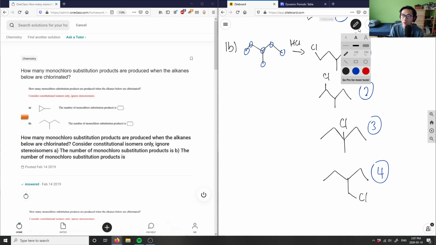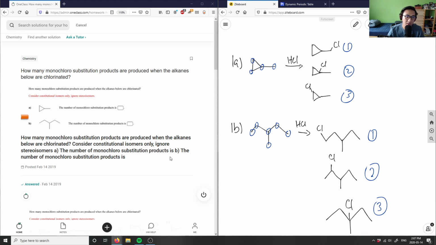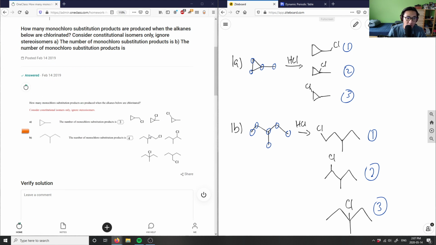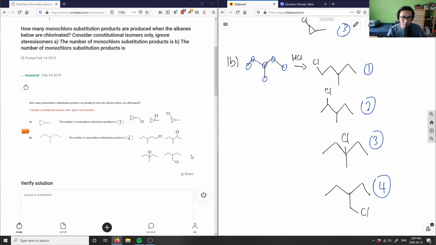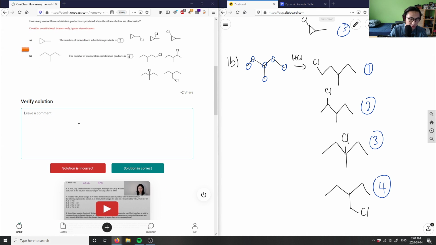So therefore, in total, I'm going to have 4 compounds for this guy here, and I'm going to have 3 compounds for this guy here. So let's look at the answer here. Again, 3 and 4, which is correct. So 3 compounds, and they drew out 1, 2, and 3, which is great. And then 4 compounds, and they drew out 1, 2, 3, and 4, which is also great as well. So the solution here is correct. It's correct. Good analysis as well.